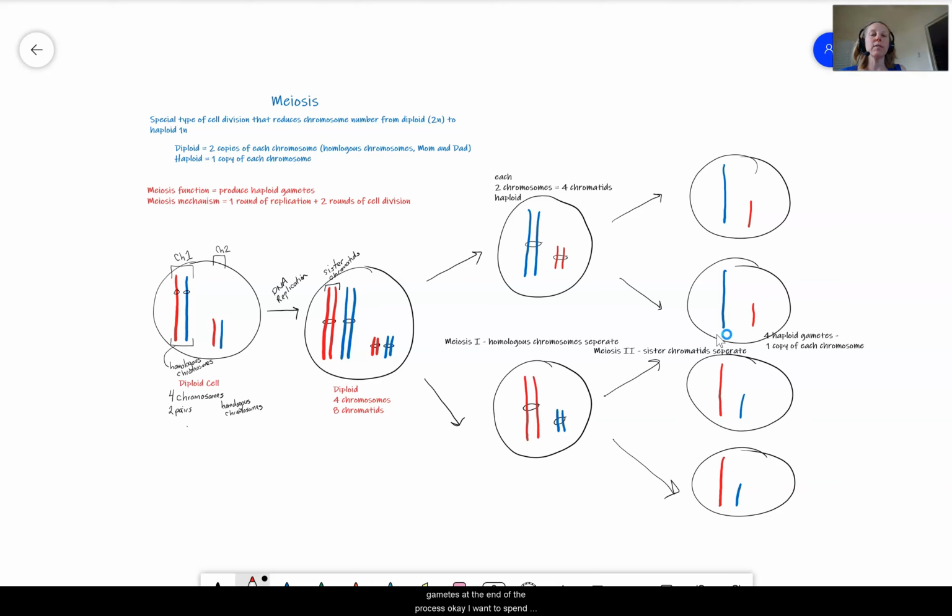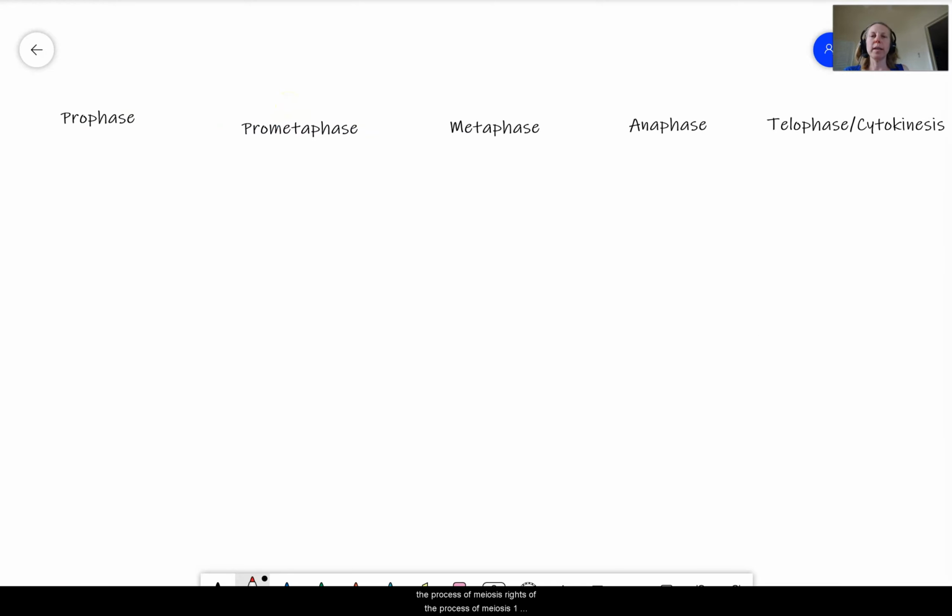Okay, I want to spend the rest of the time talking about each of these different phases in detail. So what exactly is going to happen in the process of meiosis? The process of meiosis 1 can be split into these phases: prophase, prometaphase, metaphase, anaphase, and telophase/cytokinesis. This is just like what we saw in the process of mitosis, so it's divided into the same phases again. In many ways, the actions are going to be similar between the phases, but meiosis 1 has a few special tricks for this process, or a few special things to take care of.